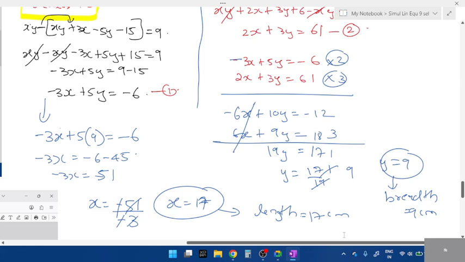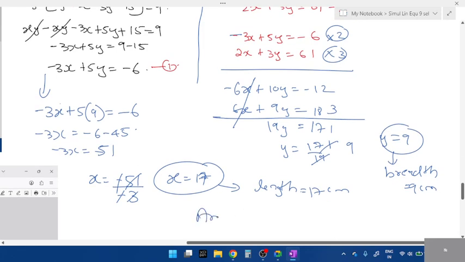Because for dimension, if you want, you find area. What is the area formula here? Length into breadth. So 9 into 17. Multiply this. Okay. Just find length, breadth, and area. 153.